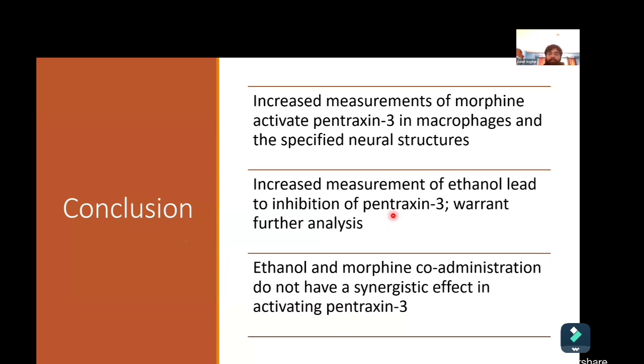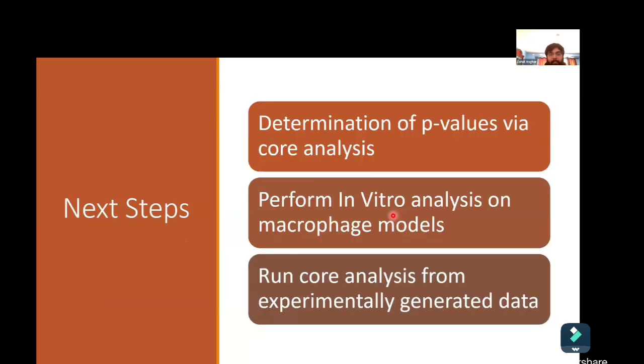And ethanol and morphine co-administration do not have any sort of synergistic effect in activating pentraxin 3. The initial thought was that maybe it has some sort of synergistic effect. However, that was not seen.